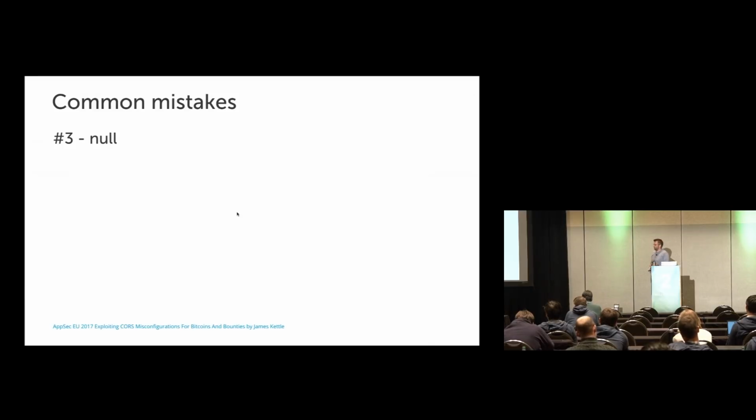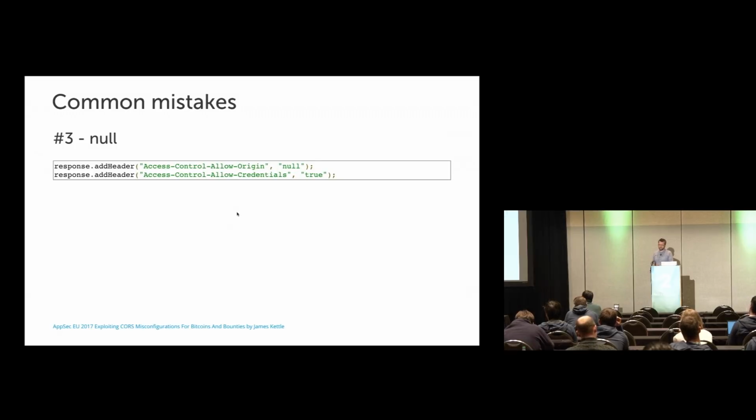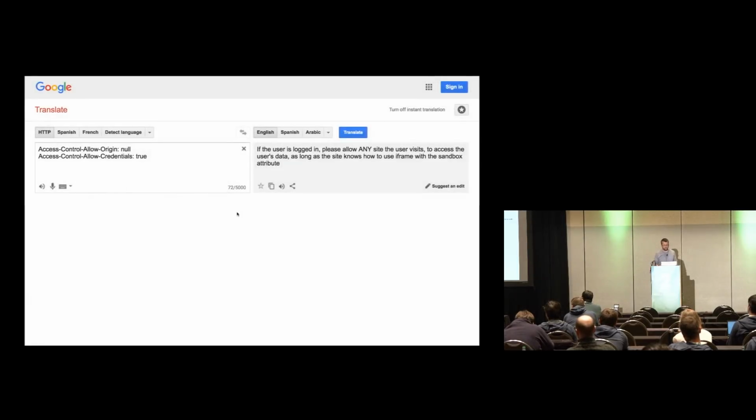Third one is null. What is null? Well, Access-Control-Allow-Origin: null, Access-Control-Allow-Credentials: true. We have to ask Google Translate again about this one. I'll translate that, and Google Translate says, well, if the user is logged in, please allow any site the user visits to access the user's data as long as the site knows how to use an iframe with the sandbox attribute.